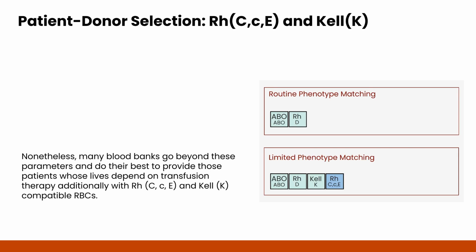The next step is RH and KEL donor selection. Blood banks go beyond ABO and RHD to do their best. They provide patients whose lives depend on transfusion therapy with RH and KEL compatible RBCs.